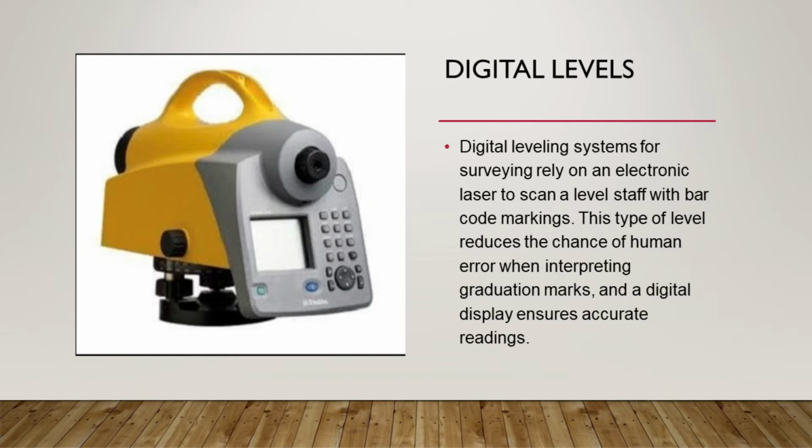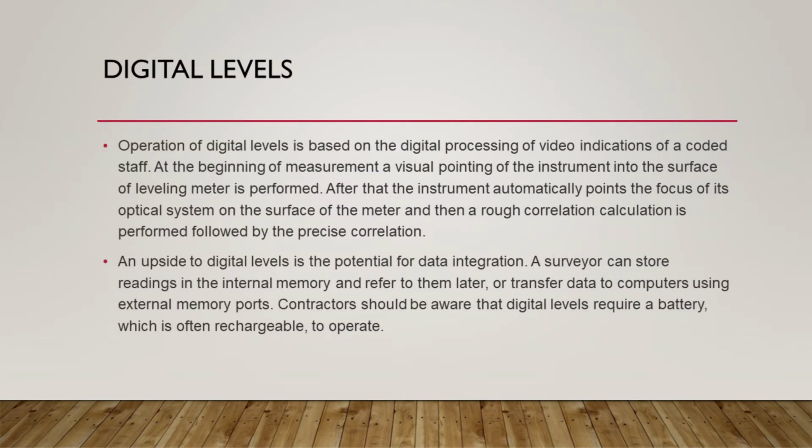Digital leveling systems for surveying rely on an electronic laser to scan a level staff with barcode markings. This type of level reduces the chance of human error when interpreting graduation marks, and a digital display ensures accurate readings. Operation of digital levels is based on the digital processing of video indications of a coded staff. At the beginning of measurement, a visual pointing of the instrument onto the surface of the leveling staff is performed. After that, the instrument automatically points the focus of its optical system on the surface of the staff, and then a rough correlation calculation is performed, followed by the precise correlation.